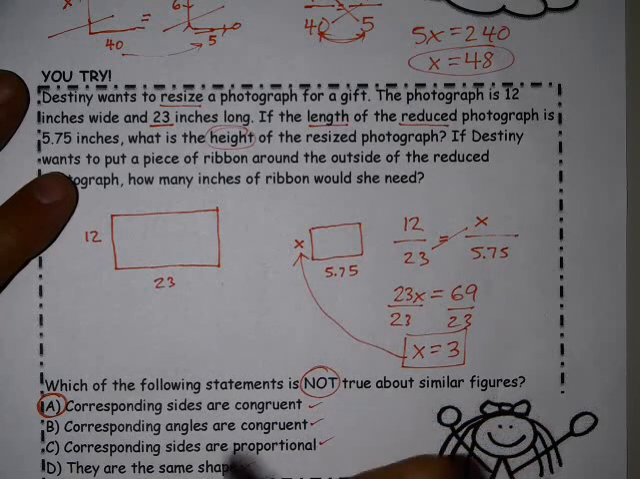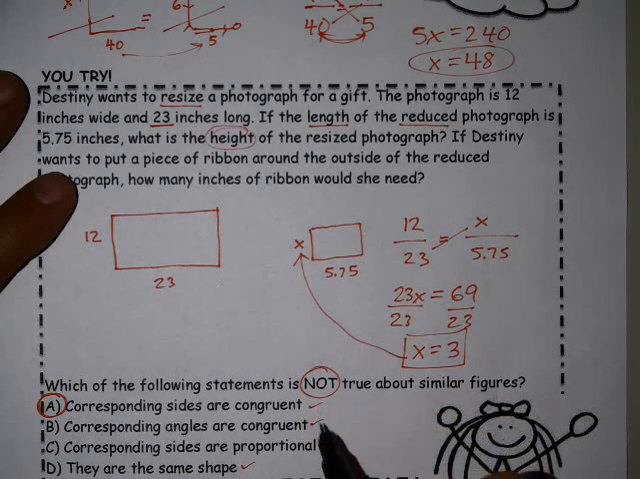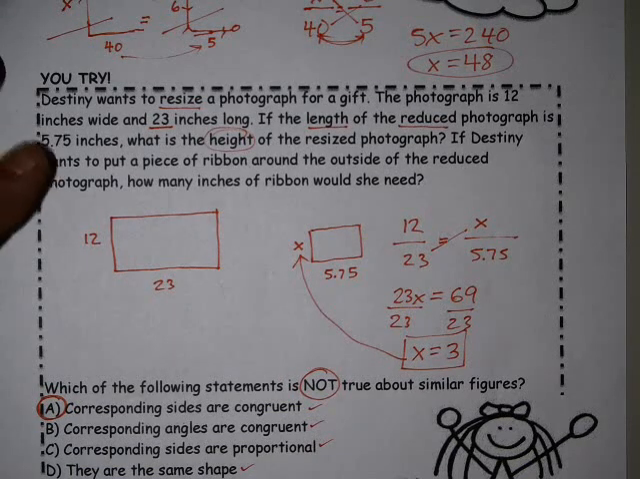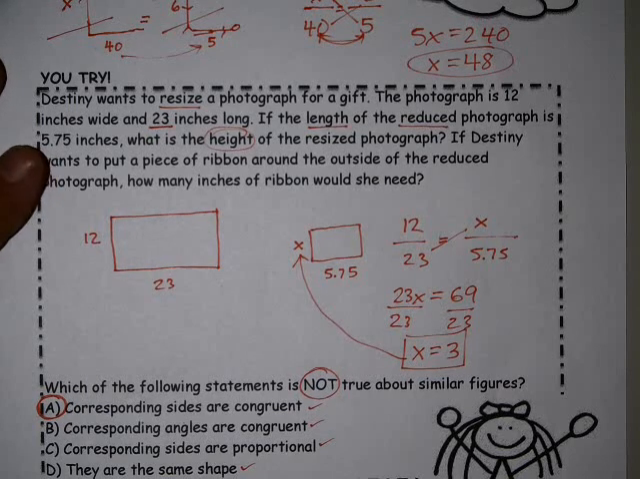So see how I checked all the answers? That one seemed right. That one seemed right. All these seemed right, but then I went back and read this again. Corresponding sides are congruent. Well, that means equal. So that means it would be the same figure. So that's why that one is not true. Kind of tricky, I know.